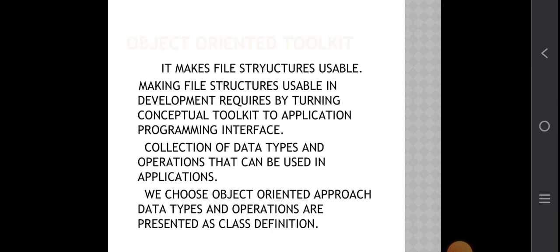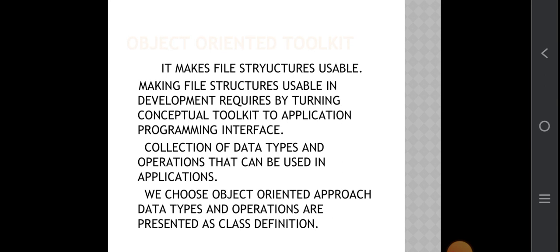Next topic is the object oriented toolkit. This is a special type of toolkit. It makes file structures usable. Making file structures usable in development requires turning the conceptual toolkit into an application programming interface.